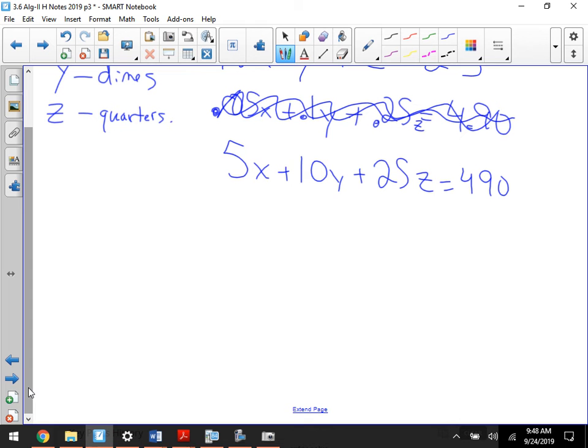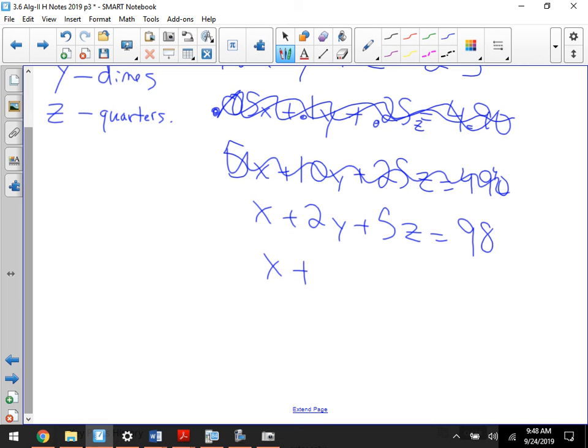If I take the 5 out, I get x, 2y, 5z would be 90, 98. Yep. You had 98. If it was 95, it would have ended in a 5. Okay? Which means I'm going to get rid of that equation again. I'm not going to look at this one. So right now I have x plus 2y plus 5z is 98. I also have x plus y plus z is 25. Just making numbers easier to work with.